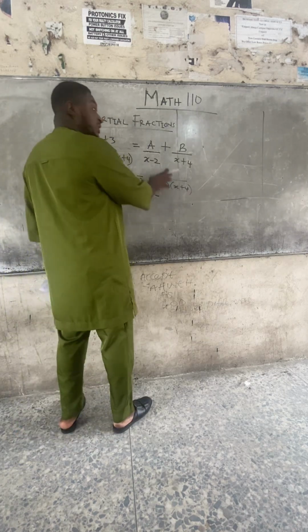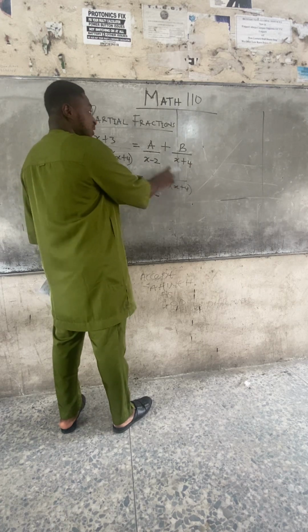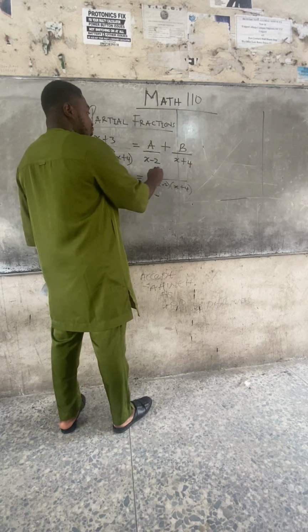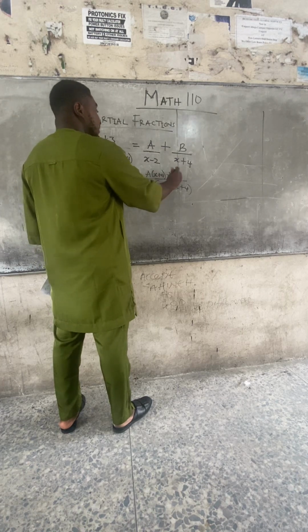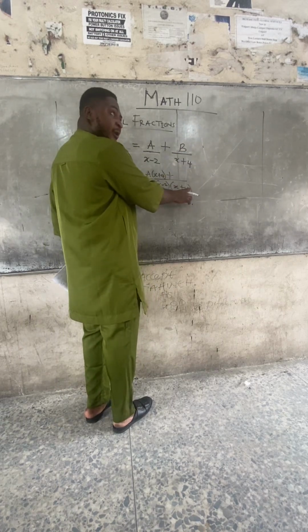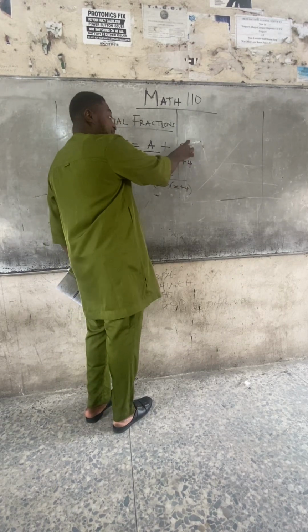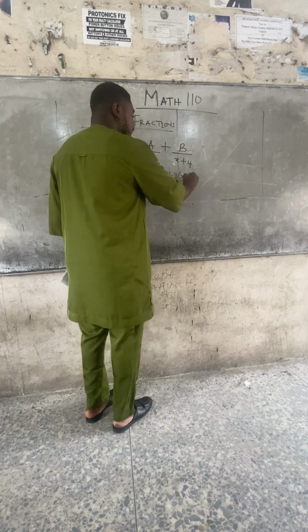Class, x minus 2 times x plus 4, divided by x minus 2. X minus 2 cancels x minus 2. What's left? x plus 4 times A, right? That's A into bracket x plus 4, plus x minus 2 times x plus 4 divided by x plus 4. X plus 4 cancels x plus 4. What's left? x minus 2 and B, right? B into bracket x minus 2.